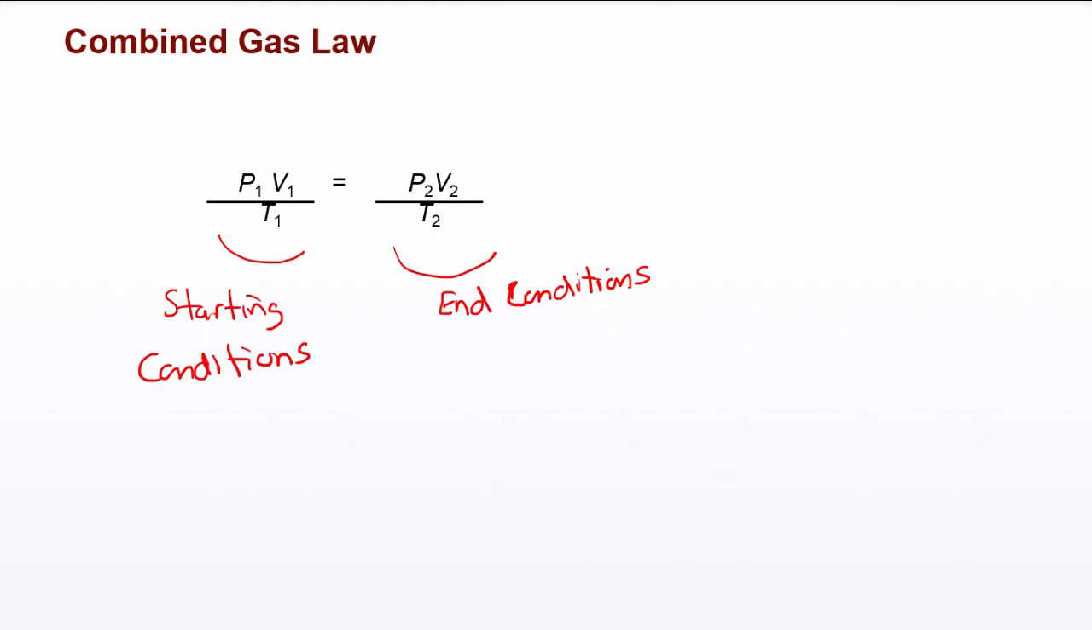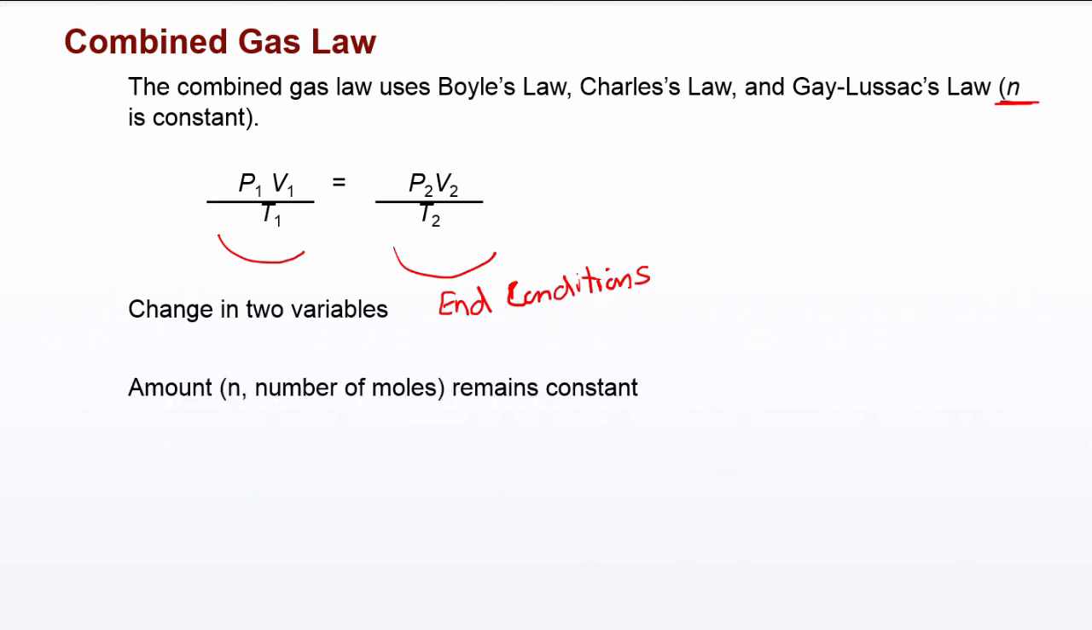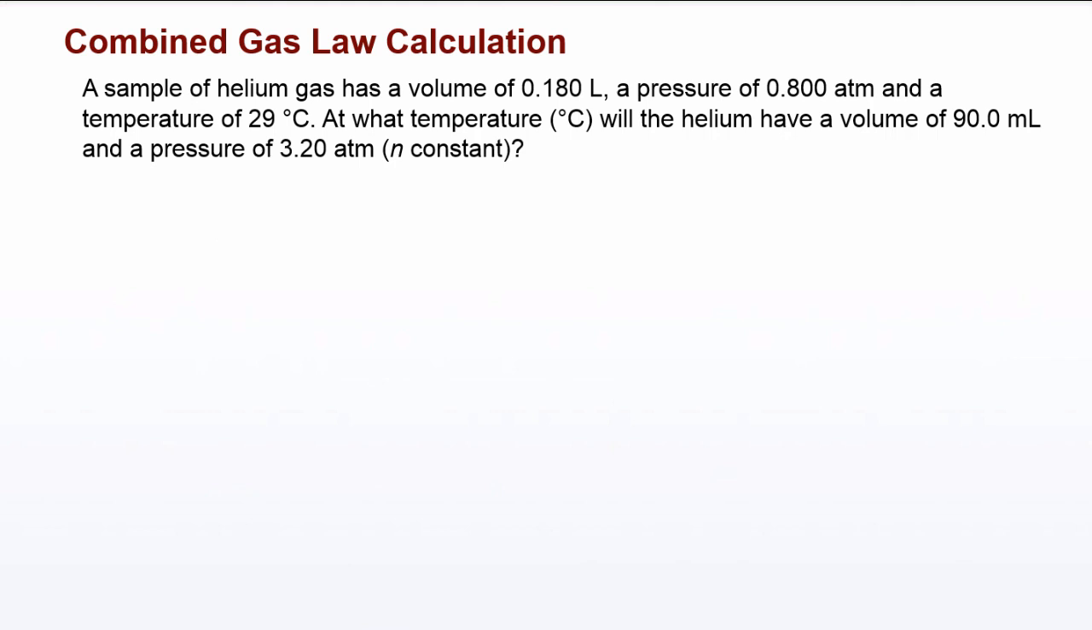And so in this one, we can have two variables that are changing. Now, an important thing to note is that the moles or the grams, that's going to stay the same. So there'll be a change in two conditions. So say pressure and volume could both change, and then we would see how the temperature had changed as well. And the number of moles stays constant.